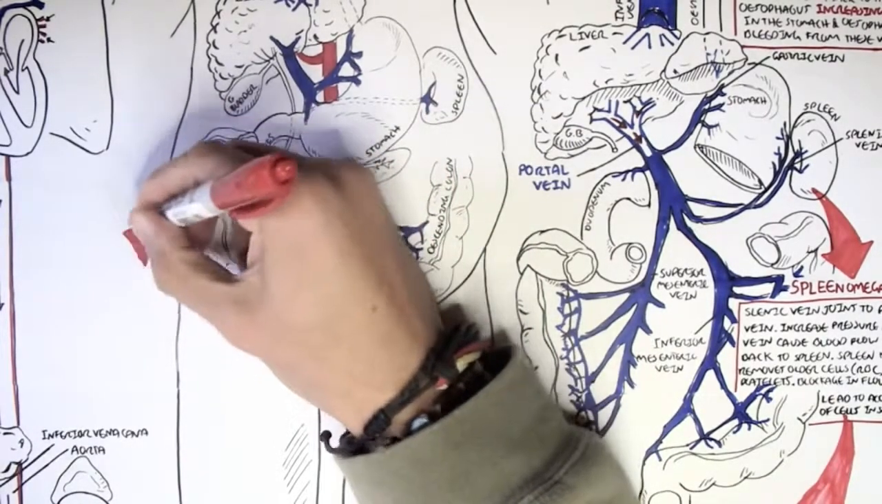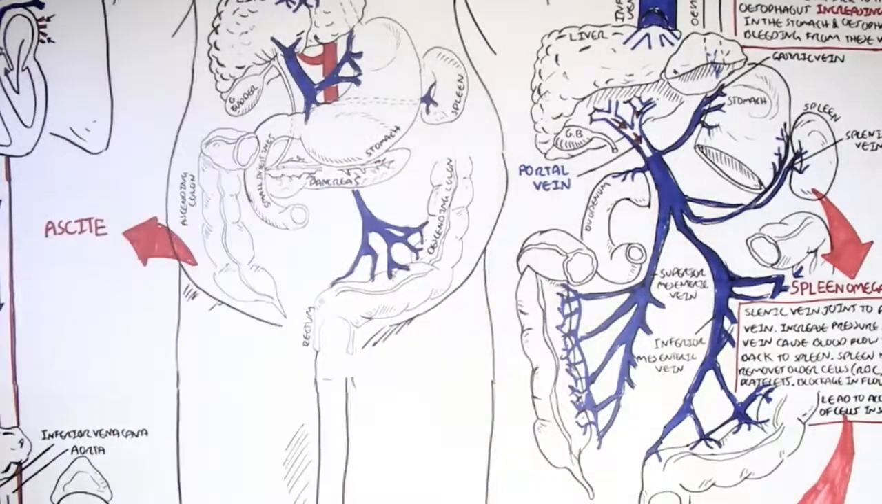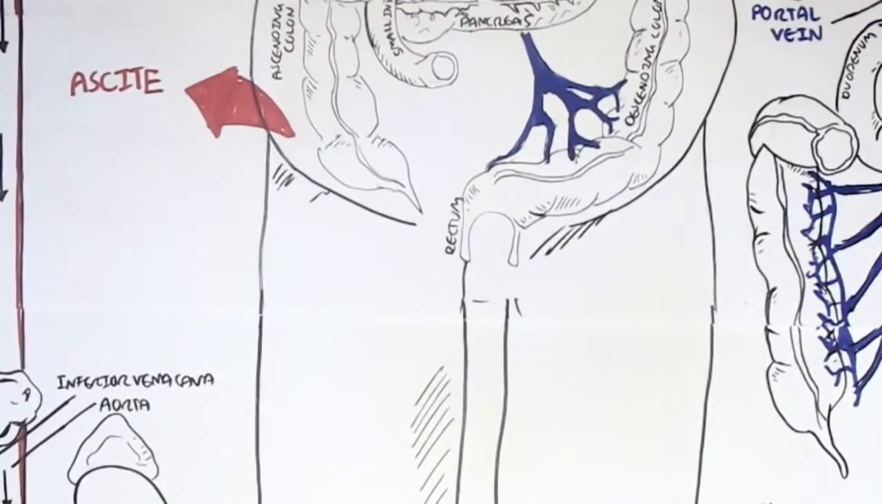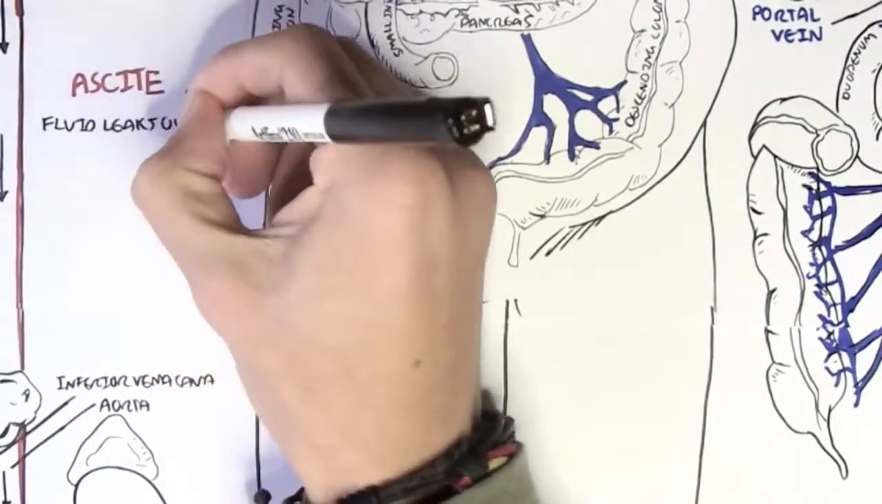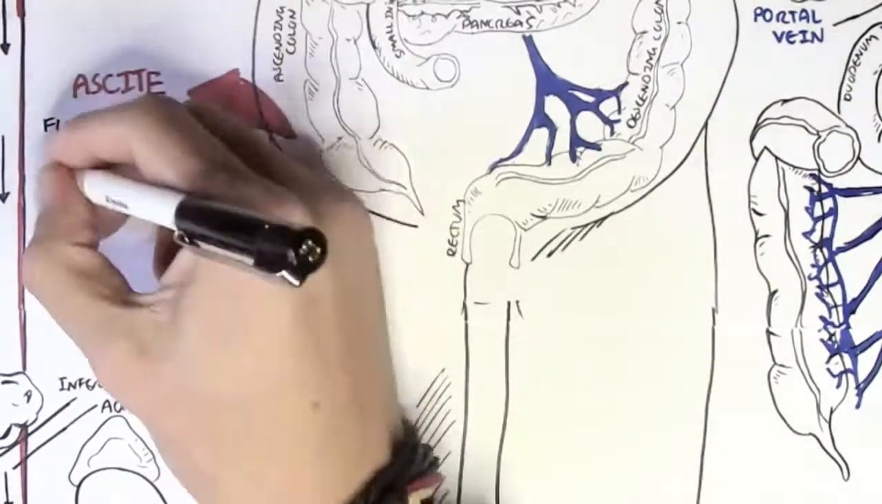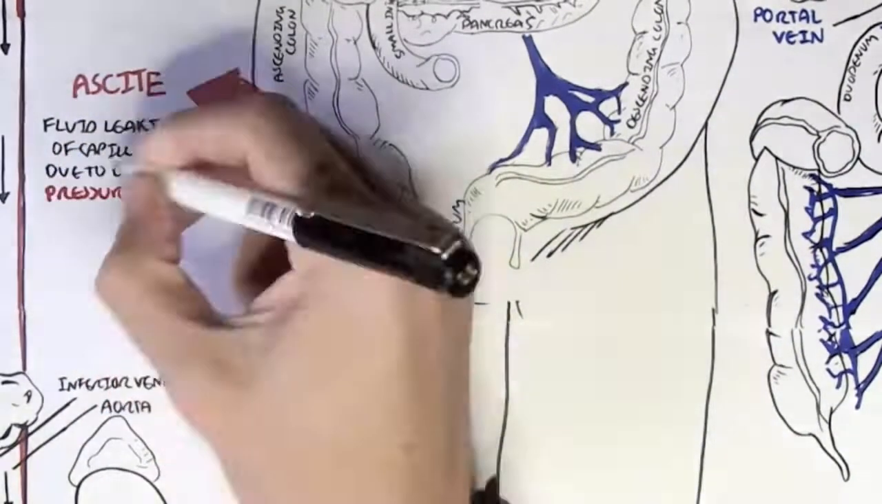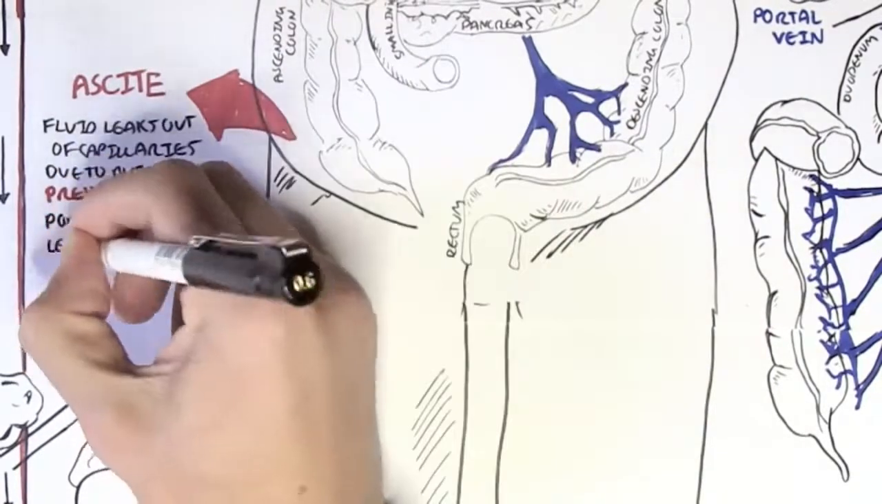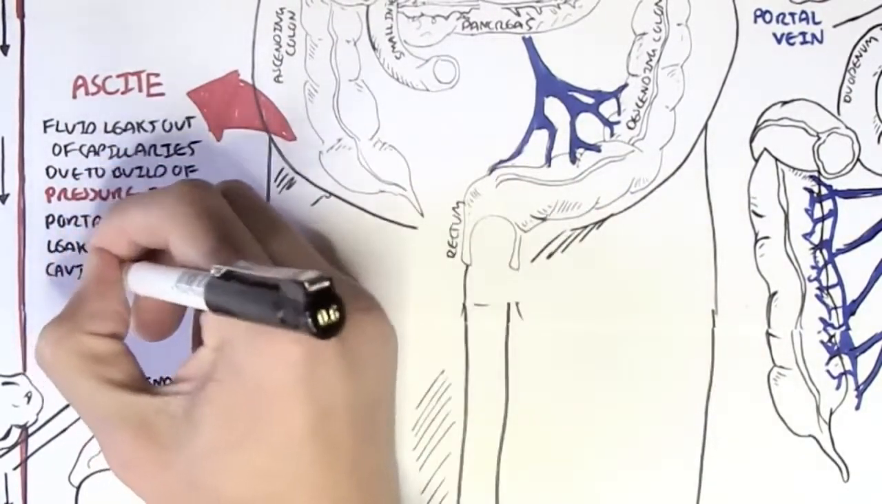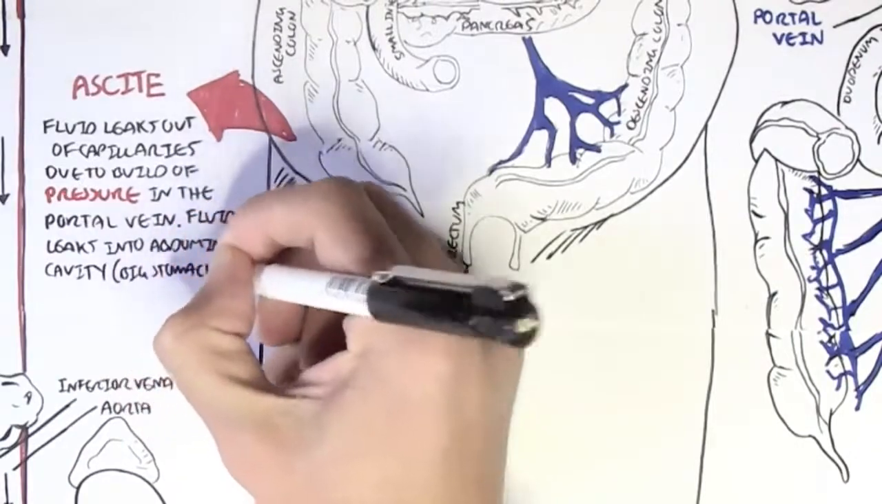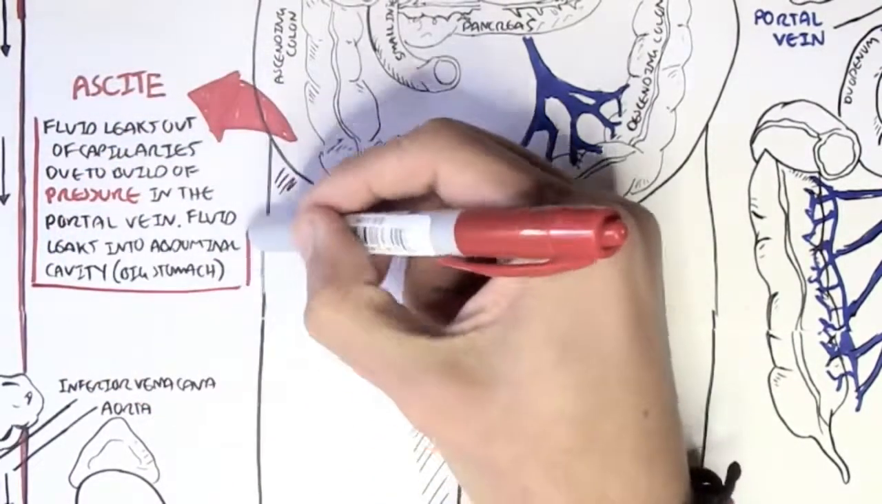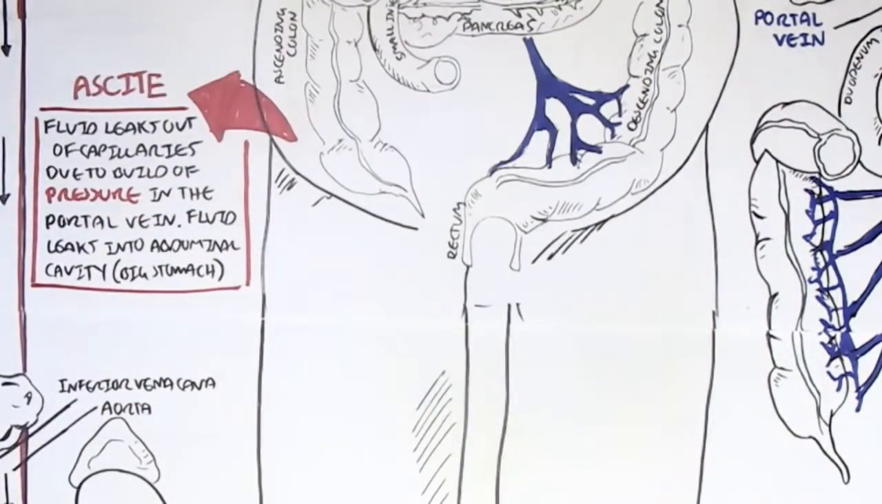This can cause a condition known as ascites, when we have fluid leaking out of the capillaries due to the buildup of pressure in the portal vein. This will cause blood to flow backwards, causing a buildup of pressure elsewhere, and then fluid will leak out into the abdominal cavity. This will cause the stomach to look very big, something like edema of the stomach. And this is very dangerous, as infections can easily occur in people with ascites.